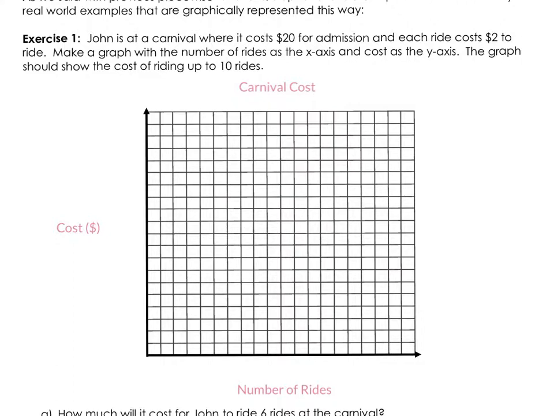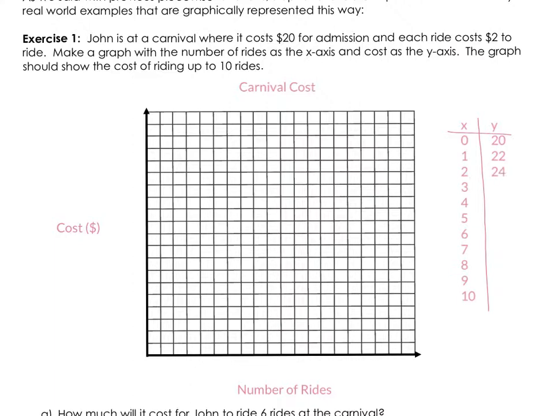If we want to map this out first, we can put a table off to the side showing the number of rides and what will happen to the cost. I started off with my x, which included from 0 rides all the way up to what they asked me to include, which is 10 rides. Now I need to figure out the cost. If I ride 0 rides, I'm going to spend $20 because it costs me $20 to get in. So 0 is $20. Then each ride is going to cost $2. So if I ride one ride, it's going to cost me $22. If I ride 2 rides, it's going to cost me $24, and so on.